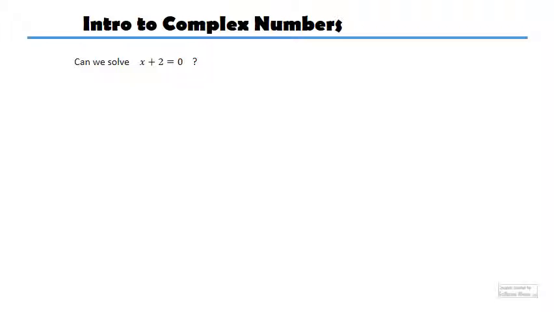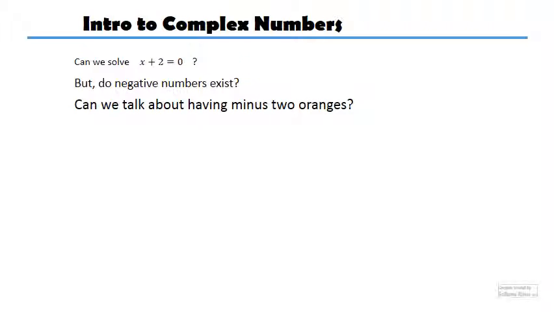Well, you won't find it hard at this point to solve it, but the question is, do negative numbers exist? I mean, do you go down the street and find -2 apples or -2 oranges hanging around? You don't. So what is a negative number anyway? Do you really know what it means?